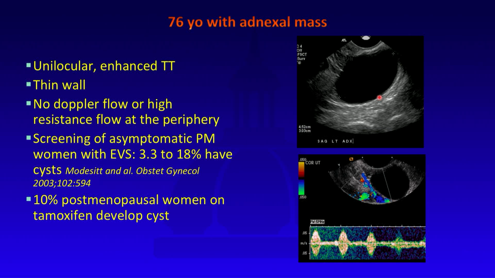Now, what happens if it's a 76-year-old woman who has a cystic lesion? It is recognized that as we do more and more vaginal ultrasound, we see asymptomatic women with ovarian cysts. So to call it a simple cyst, you want it to be unilocular in a postmenopausal woman. Unilocular, thin wall, no flow, or very high resistance flow with no diastolic flow at the edge of the cyst. And we also know that's a bit more common in women who are on tamoxifen.